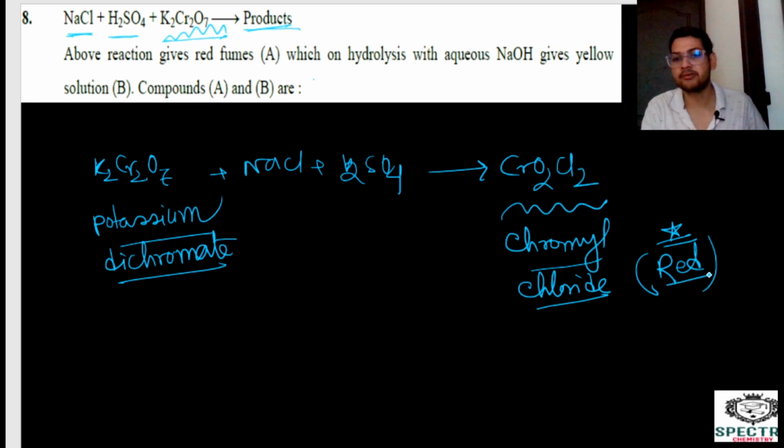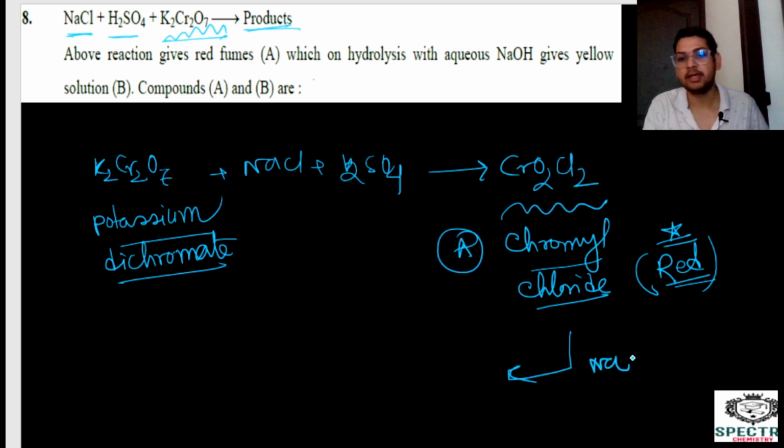Chromyl chloride, it's red in color, and this is your A, and in this if you put NaOH, from here you will get Na2CrO4, that will be green in color.